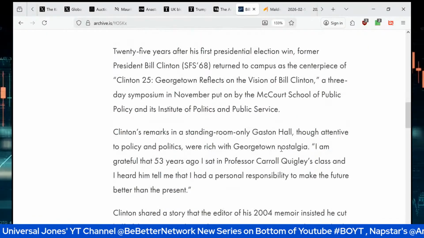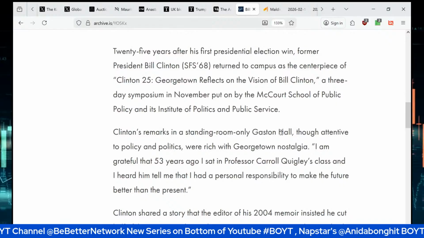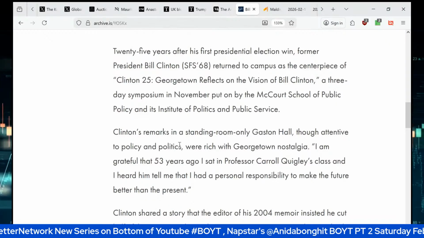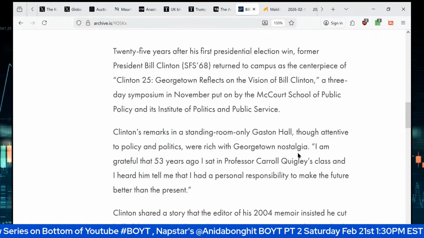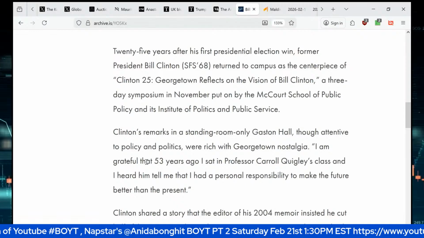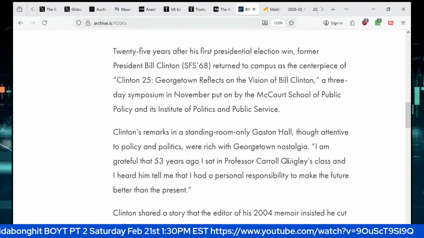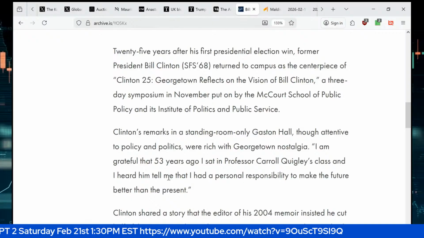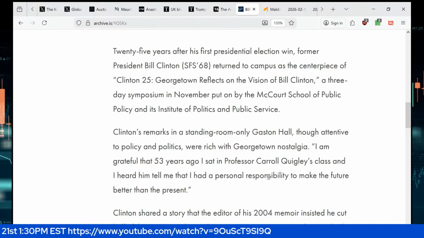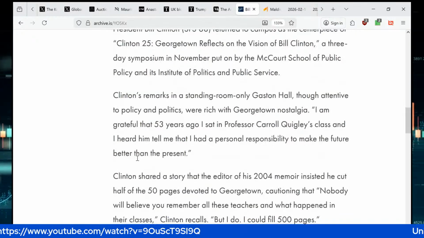So I guess he talked about Quigley again here. Though attentive to policy and politics, were rich with Georgetown nostalgia. I am grateful that 53 years ago I sat in Professor Carroll Quigley's class and I heard him tell me that I had a personal responsibility to make the future better than the present.